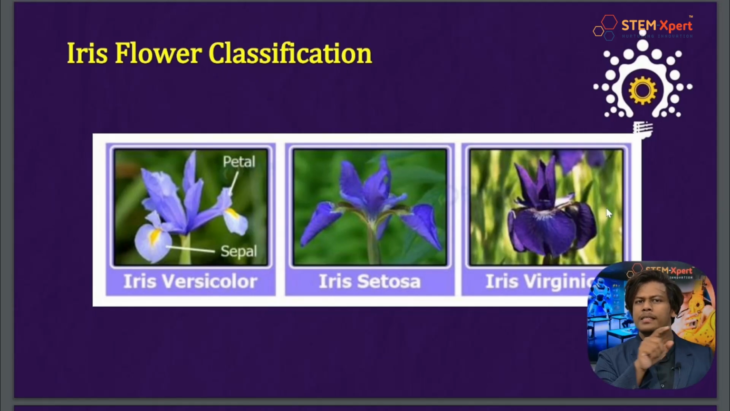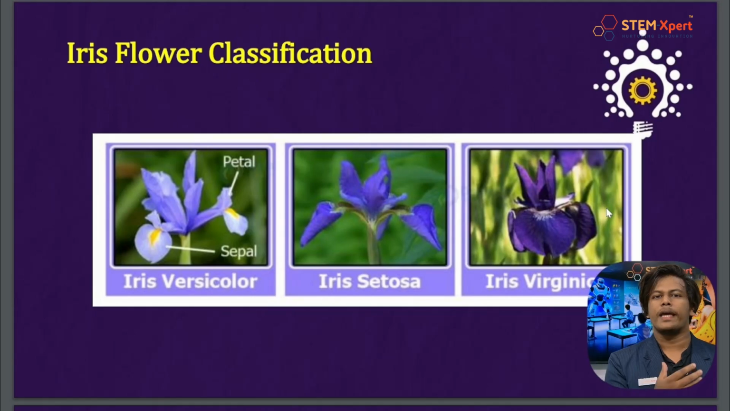But I'm confused a little bit. How can we classify these 3 flowers? I told you there are 3 types, right? Which are they? Iris versicolor, iris setosa, and iris virginica. So these are the 3 types of classification or species. But how can we classify this? Wow, some of you are saying something.